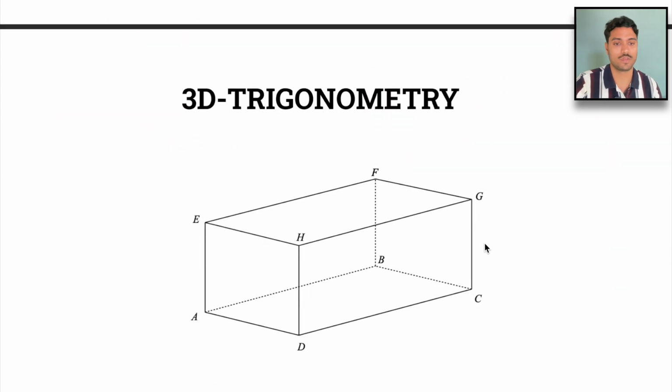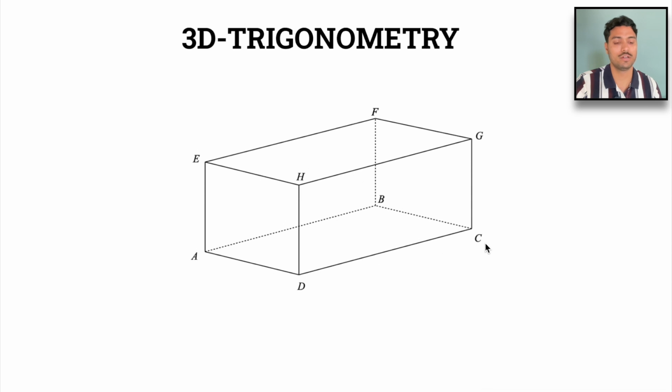So let's check. This is a 3D shape, it's a cuboid. If you check any face, let's say this one, A, D, H, and E, and if you try to frame a triangle by joining the diagonals like this, you will always get a right angle triangle. Even if you join the diagonal AC, you will always get a right angle triangle ADC, which is right angled at D because it's a cuboid, so the base is a rectangle.